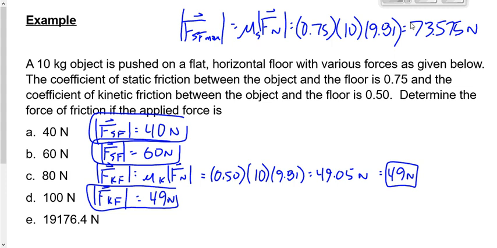I push with 19,176.4 newtons. Does it move? Jen, does it move now? Yeah. So I've got kinetic friction. Jen, what's the value of kinetic friction here if I push with that force? 49 newtons. Doesn't matter how hard I push, kinetic friction is going to be 49 newtons as long as it moves. As opposed to static friction, which, well, static friction, the more I push it, the harder it pushes back.